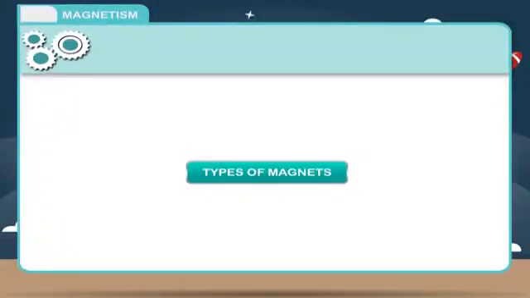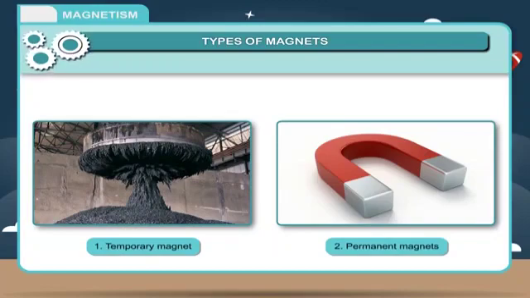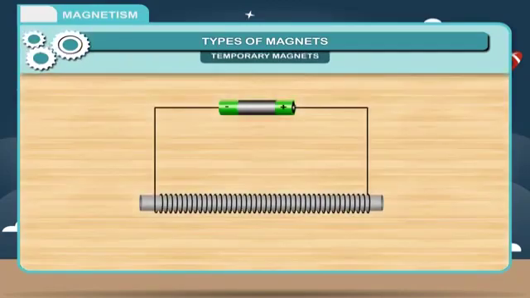Types of magnets. Magnets can be classified in accordance with their ability to retain the magnetic properties. There can be two types of magnets: 1. Temporary magnets. 2. Permanent magnets. Temporary magnets. These magnets can retain their magnetic properties for a short period of time.